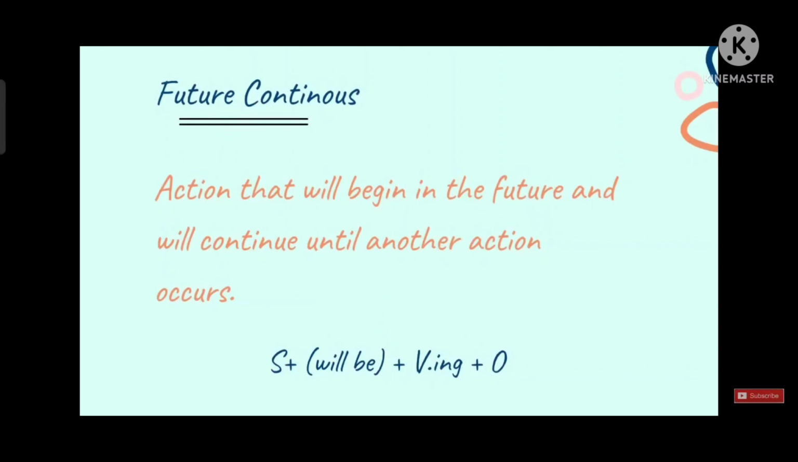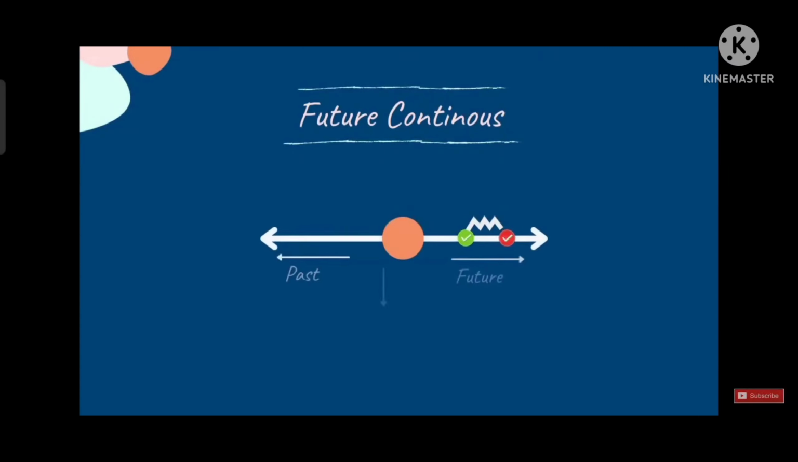Let's understand its placement in the timeline. In this timeline, the action will begin in future, which is represented by green tick. The white swirly represents the action will be ongoing. It will be continued until another action shown by a red tick will happen. As said, it is not always necessary to have another action. This is the timeline of future continuous tense.